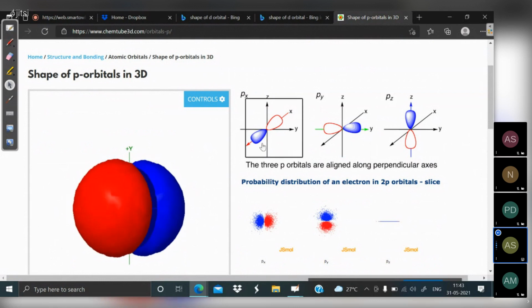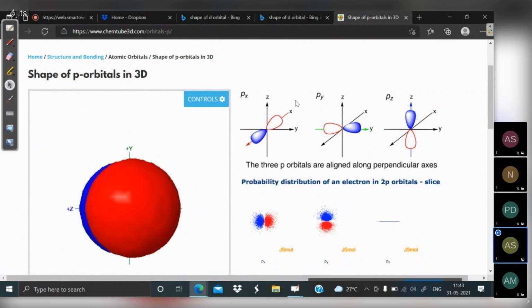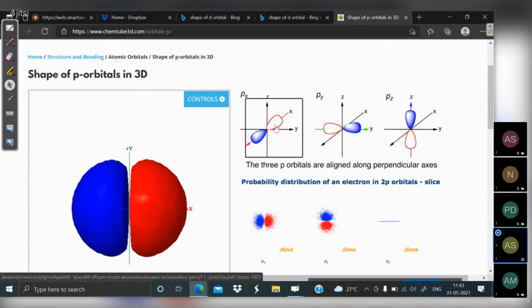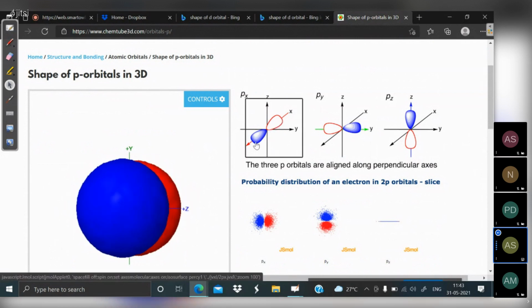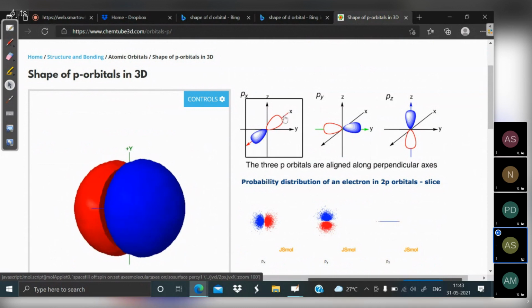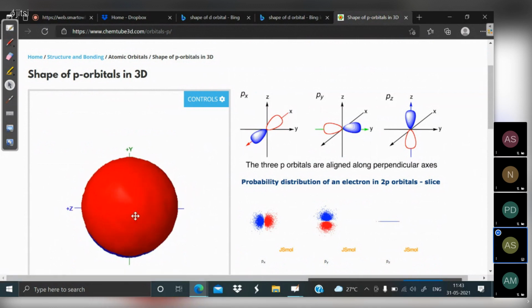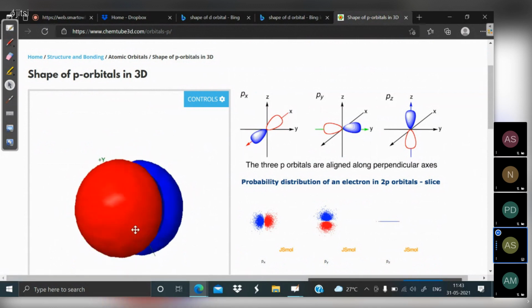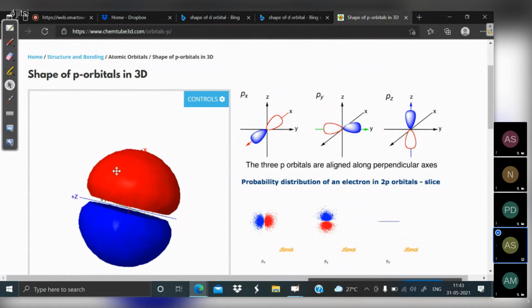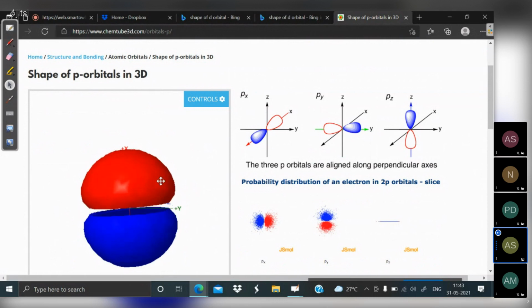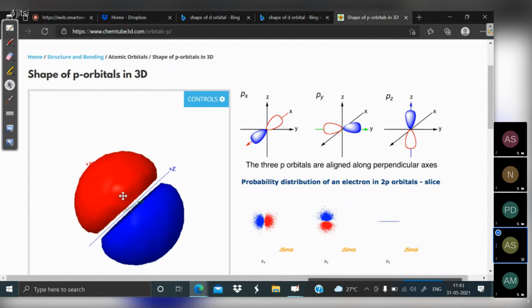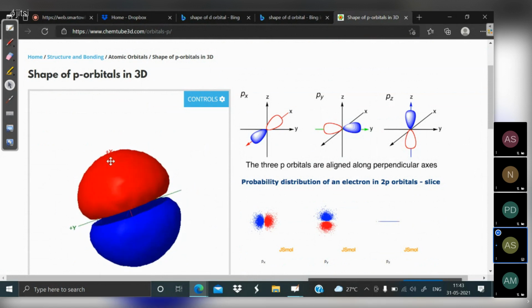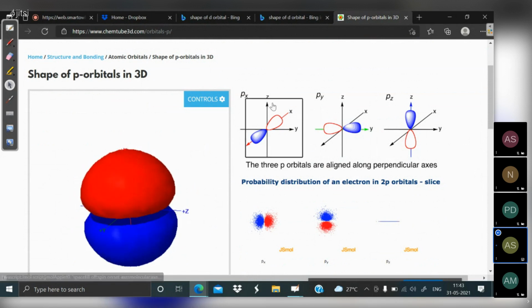This is the px orbital. If you see in this box, the orbital is lying directly on the x-axis. It is oriented directly on the x-axis, touching the x-axis. The y-axis and the z-axis are free. Nothing is there on the y and the z-axis. These two axes are completely free. The orbital is entirely situated on the x-axis. So that is why it is called px.